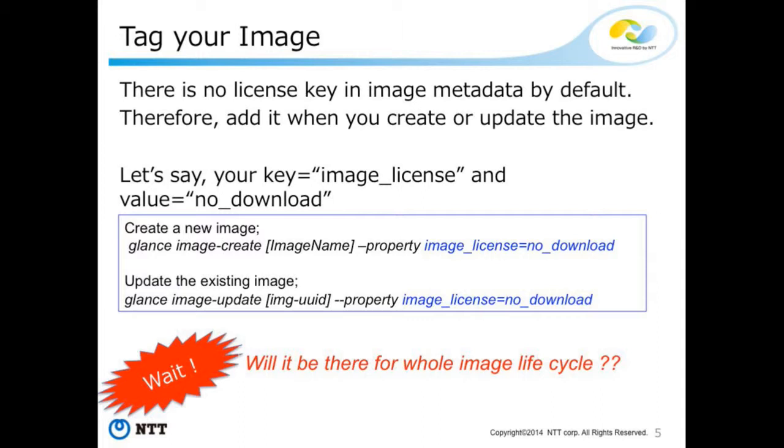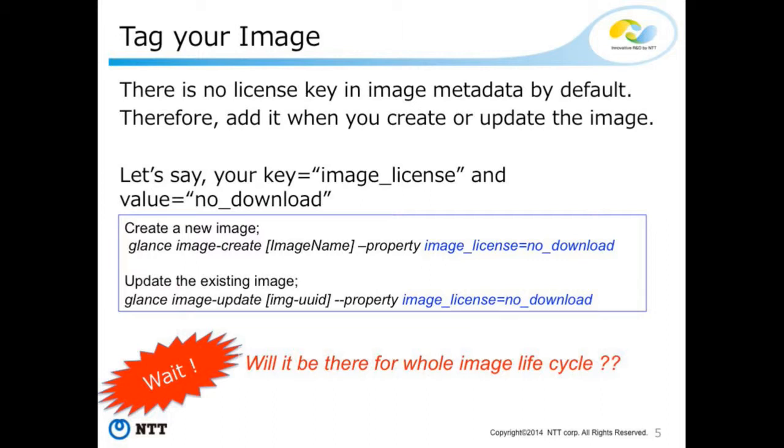You may already know how to put a property in the image. When you create an image, you can put a property, a key and value pair, in the image. Or if you have an existing image, you can update it. In the Glance API version 1 it is update, and in the second version, I think, it is patch. So you can put this property in the Glance image, then you can use it to restrict the image download.